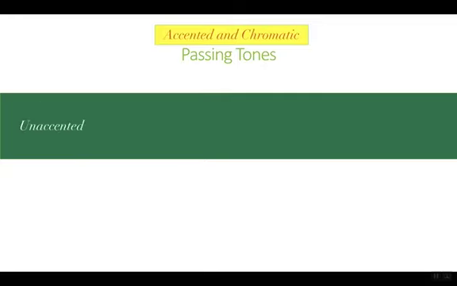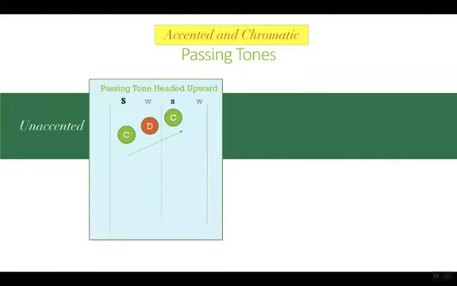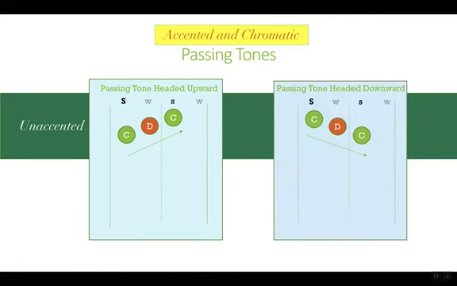Okay, this is an additional set of pictures that I think is going to help out. Passing tones, unaccented. This is what we saw on the last screen. They could be going upward, or they could be going downward. Exactly the same thing we saw on the last screen. Notice that the dissonances here are on weaker beats relative to the consonances.